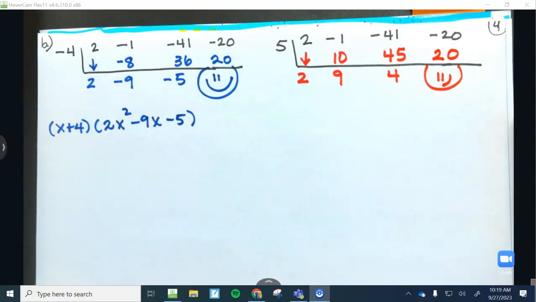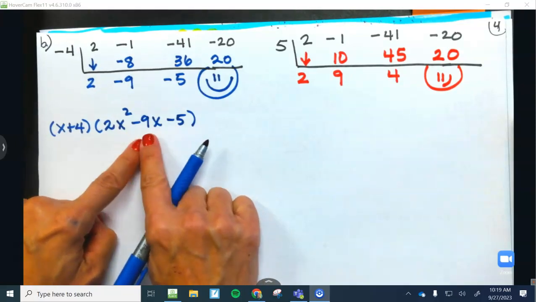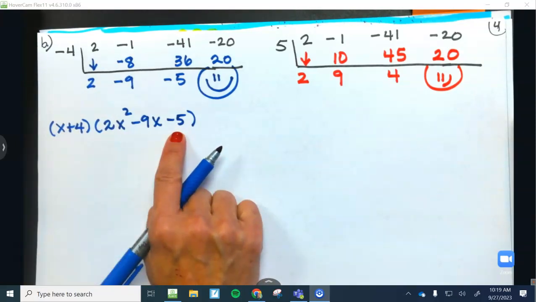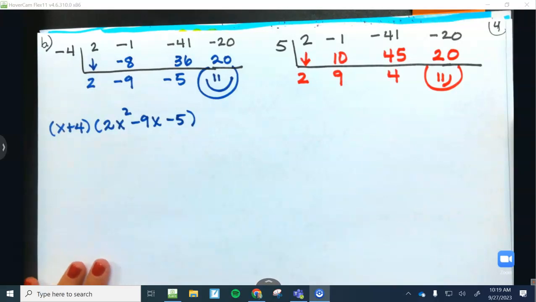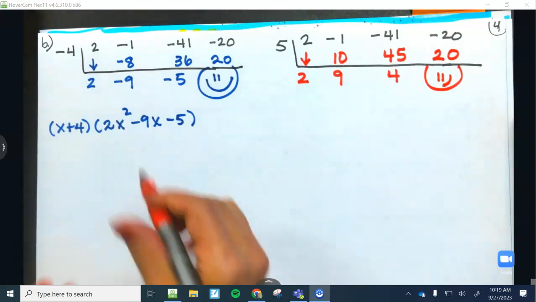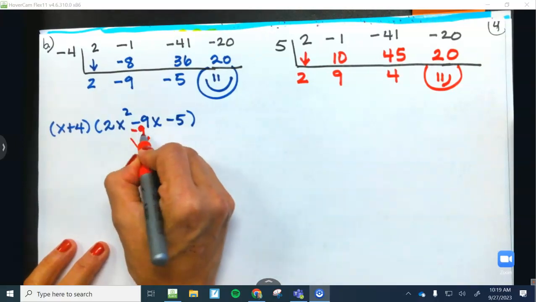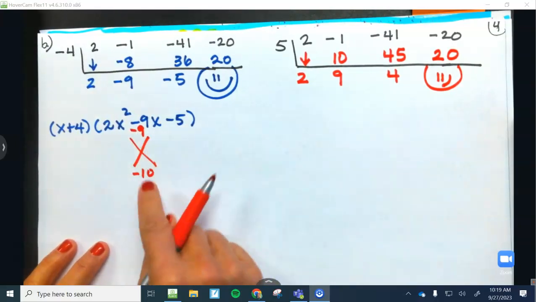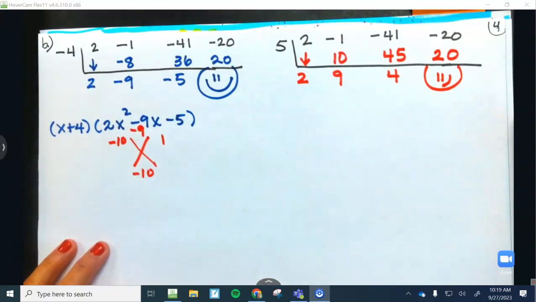Hello, you have a factor drill tomorrow. Are those factored completely? They are not factored completely. You need to keep going on this for sure. We are in the business of completely factoring these polynomials. The directions said that. Factors of negative 10 that make a negative 9 are a negative 10 and a positive 1.